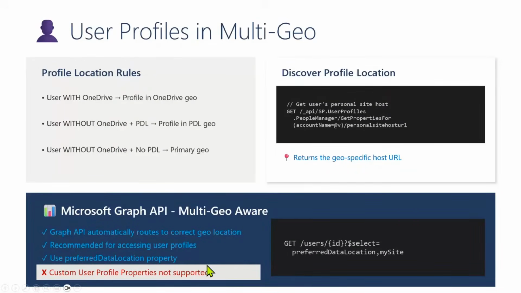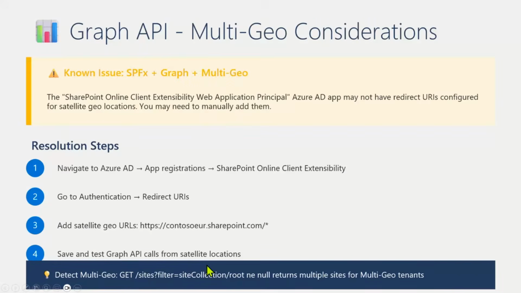So you need to check on this one with the custom profile properties. Graph API multi-geo consideration. If you are making simple Graph API requests from your solution, you need to go to the SharePoint Online extensibility web application app and make sure to add all of your satellite tenants into your SharePoint Online client extensibility application principal. Then the Graph API request will work across all the tenants in your geos.